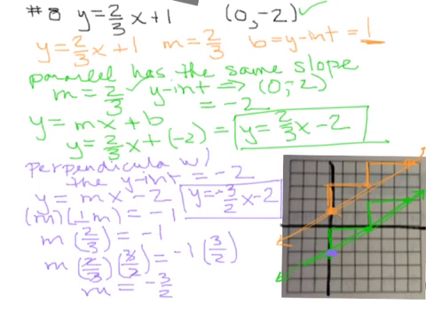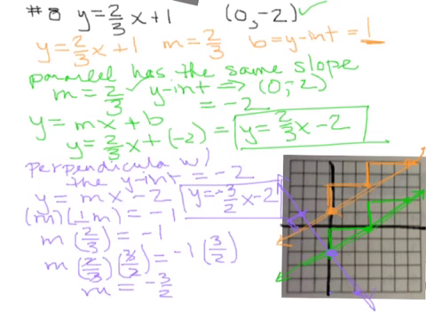So if I come over here, I'm going to go down 1, 2, 3, and over 2. And this is going to be my line that is perpendicular. And you can see those make pretty close to being right angles there, so it's not such a bad drawing. And there you have it.